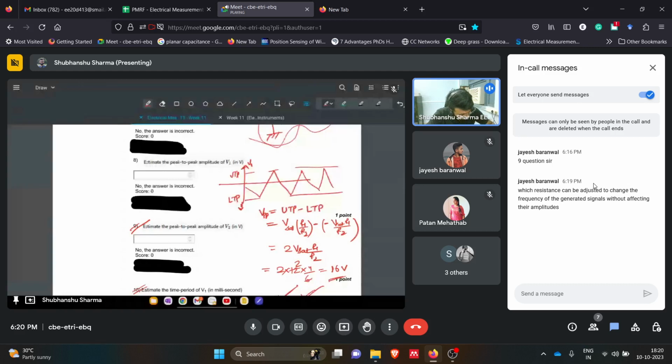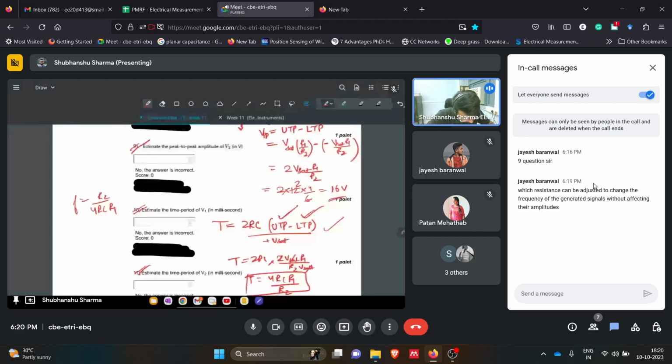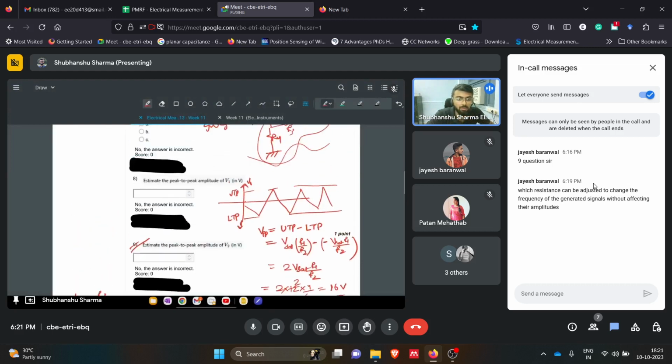Acha, frequency is this one. R2, R C, R1, let me check. Yeah, so this is this thing, and then to change the frequency of the generated signals without affecting their amplitudes. So you mean their amplitude means the amplitude of V1 or V2 now?